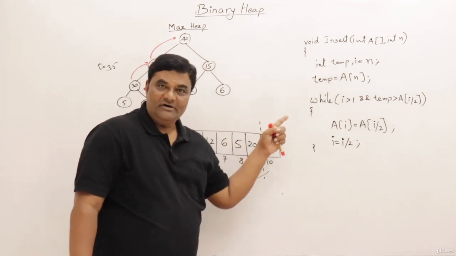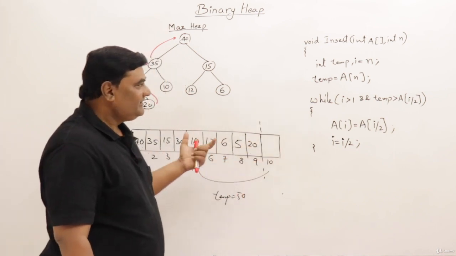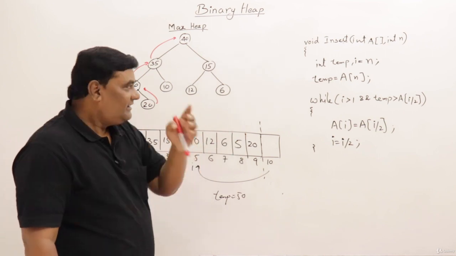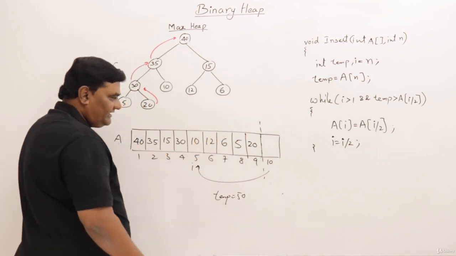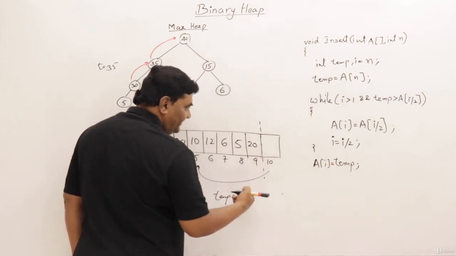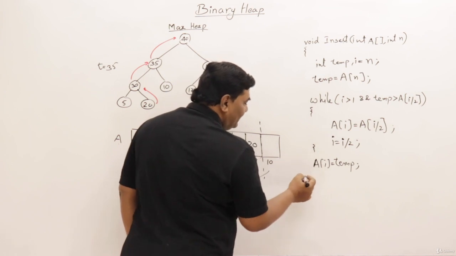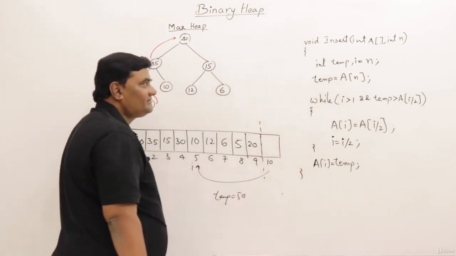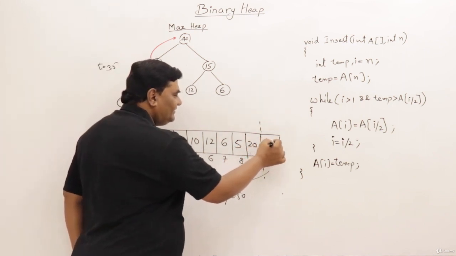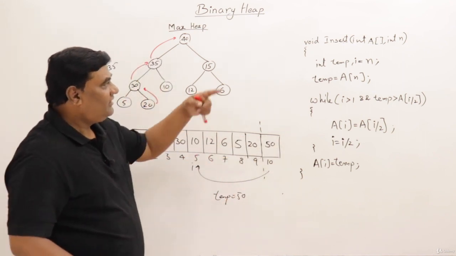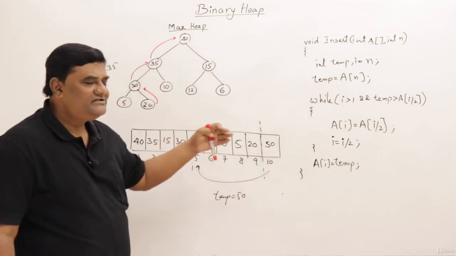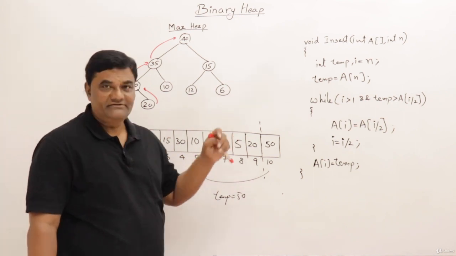When the while loop stops, either you have a value that is greater than temp or i has reached 1. Then copy this temp wherever i is pointing. The value in the temporary variable, that is the new element that we are inserting, is copied at A of i. That's all. This is the procedure. So how to call this one? First of all, you write down the value in the heap array, and then call this insert function by passing this index. It will rearrange the values. So this is the insert function.